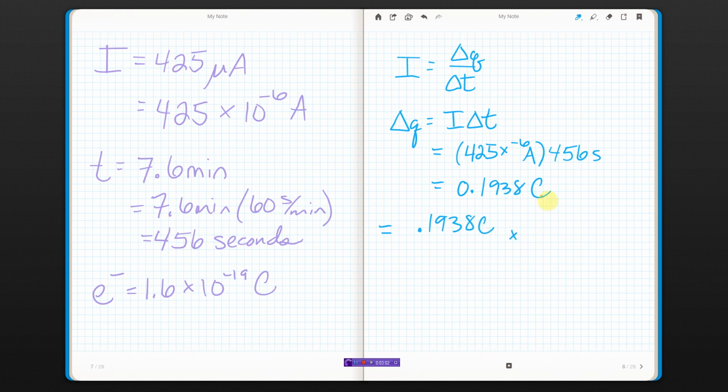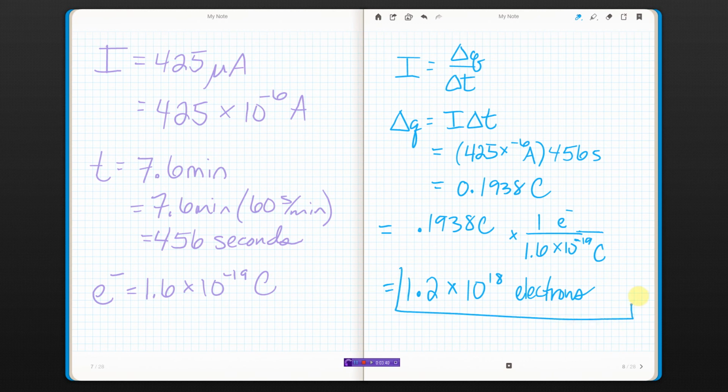And then there is 1 electron per 1.6 times 10 to the negative 19th coulombs. So basically you take this and divide by the charge per electron. And we end up with a very, very, very large number. Let me see what that is. Yes, 1.2 times 10 to the 18th, this is positive this time, electrons.